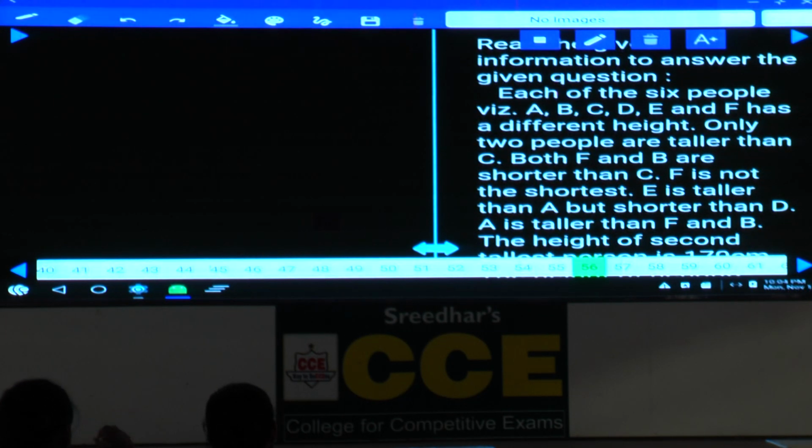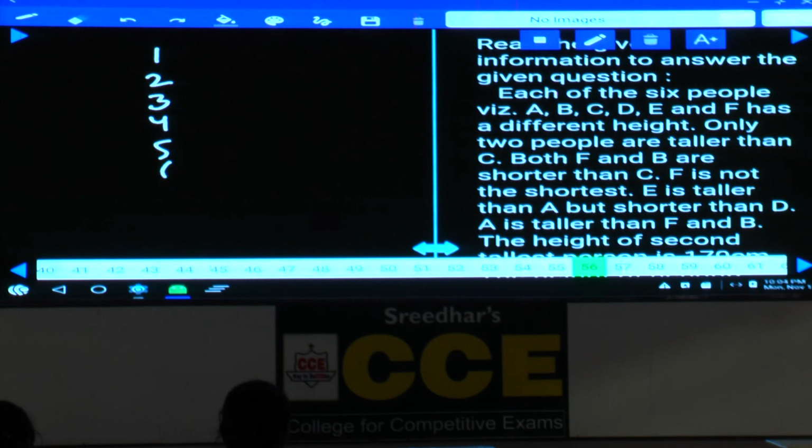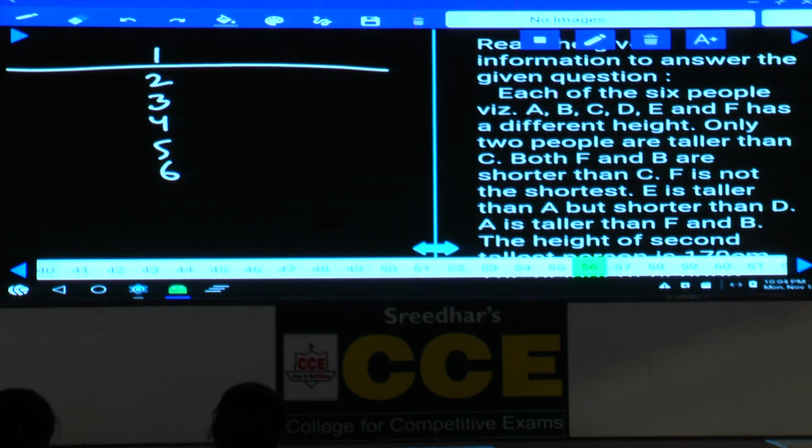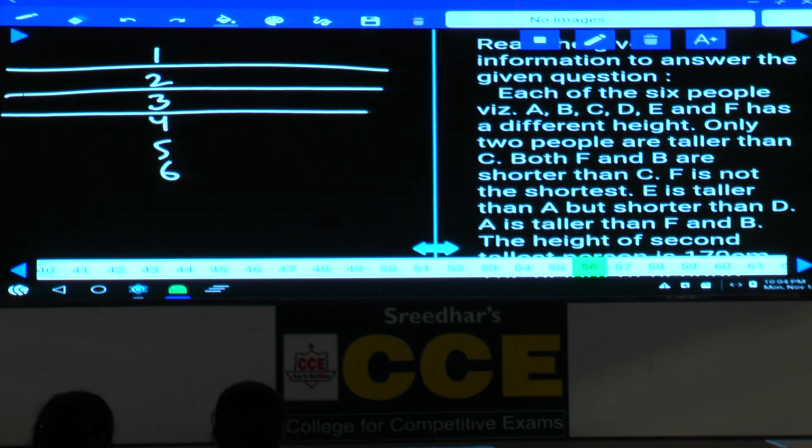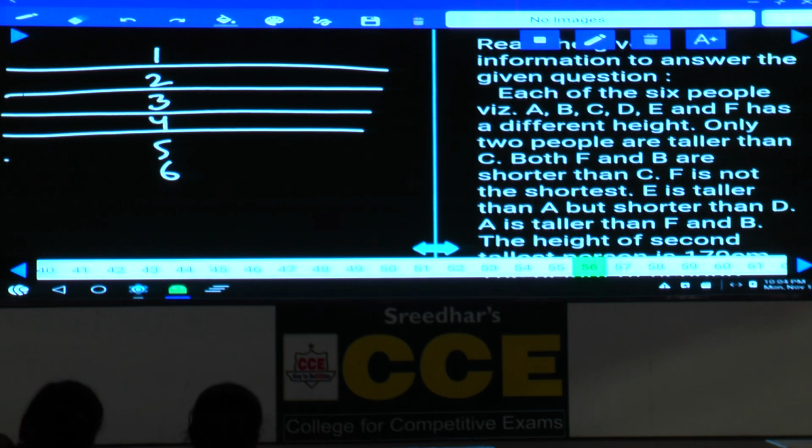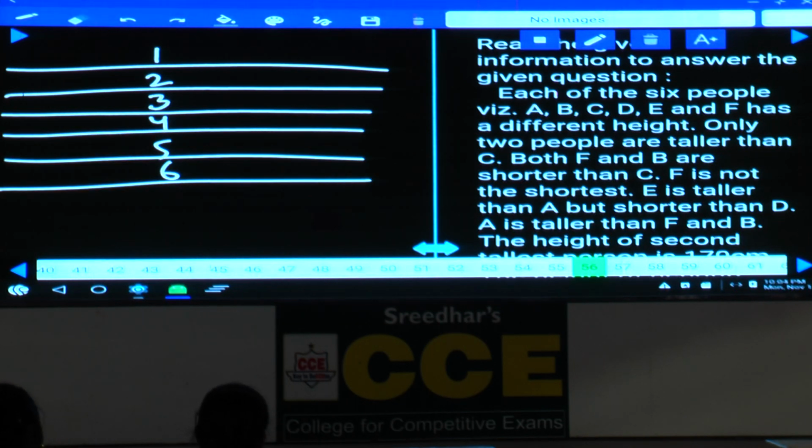How many people are there? There are 6 people. And who are those 6 people? A, B, C, D, E, and F are of different heights, 1, 2, 3, 4, 5, and 6. 6 people A, B, C, D, E, and F are of different heights, and only 2 people are taller than C.